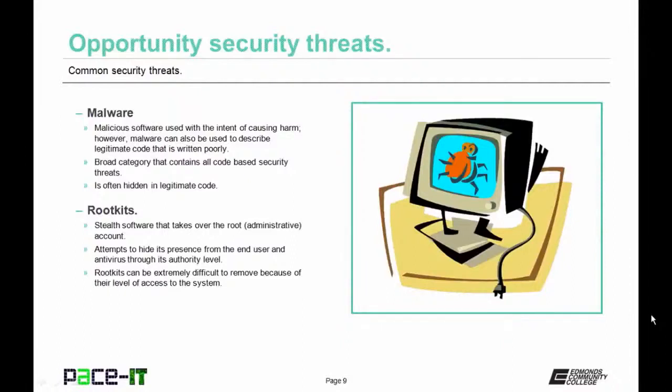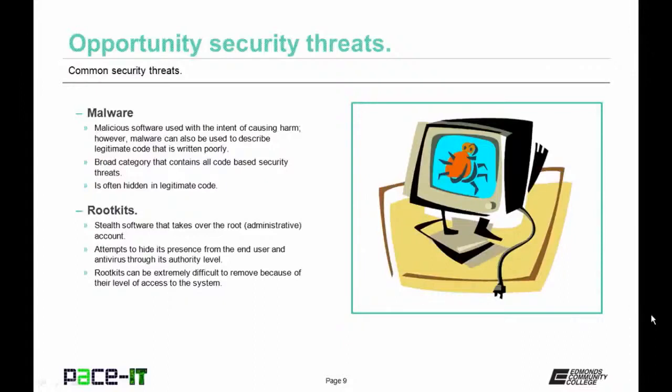Malware is a broad category. It's usually defined as malicious software that has the intent of causing harm. But it can also describe legitimate code that is written poorly. And it's so broad that it actually covers any code-based security threat. The first one that we're going to mention is rootkits.